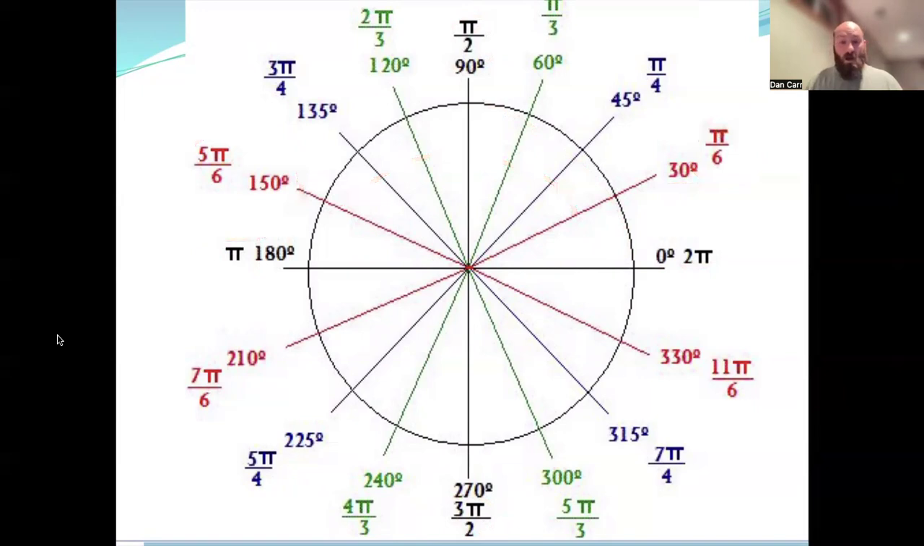All right, so that's our practice today. We're understanding our general angles on our coordinate grid and how this might help us if we're looking at a unit circle. Okay, that's it for today. Take care, everyone.